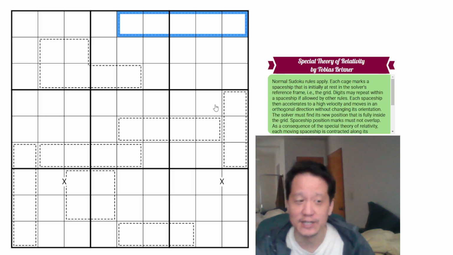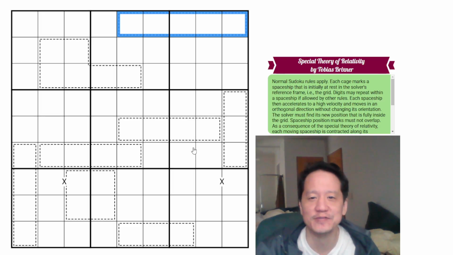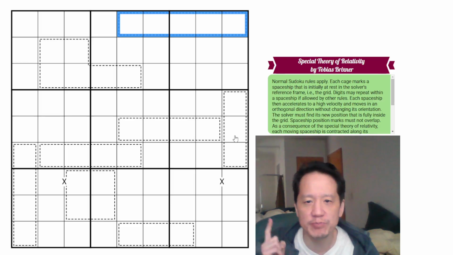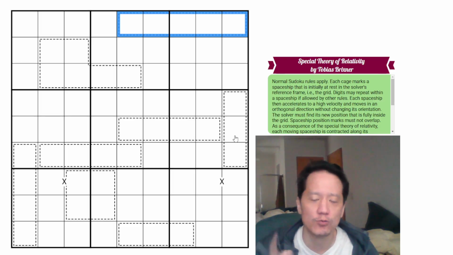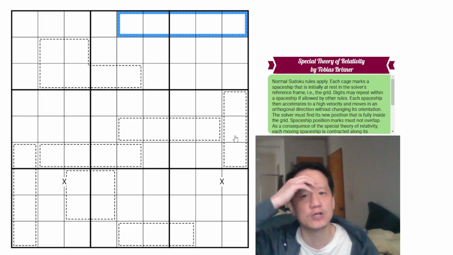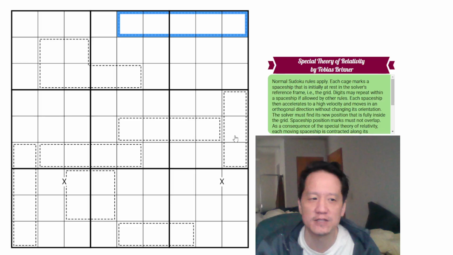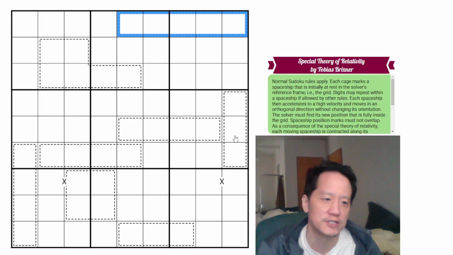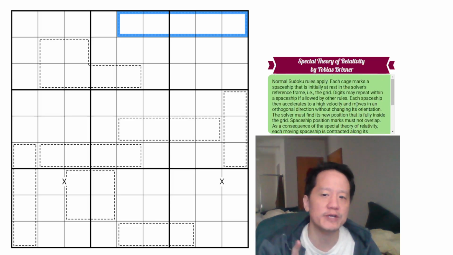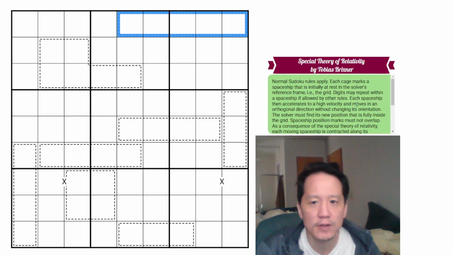Oh, interesting. So this is actually going into the special theory of relativity. Very cool. Digits may repeat within a spaceship if allowed by other rules. Okay, so that's not normal killer cage Sudoku. I guess this is just normal cage Sudoku. But digits are allowed to repeat if allowed by other rules.